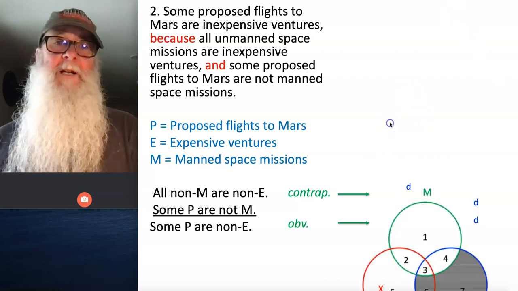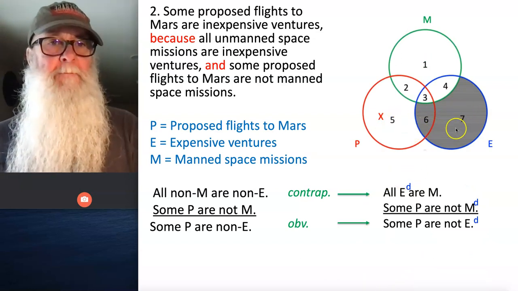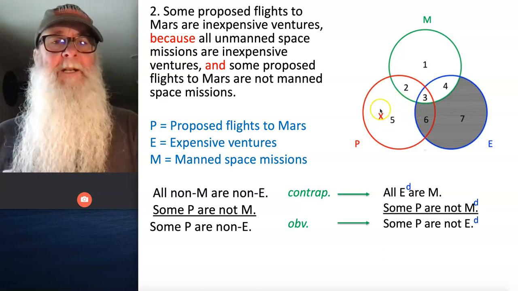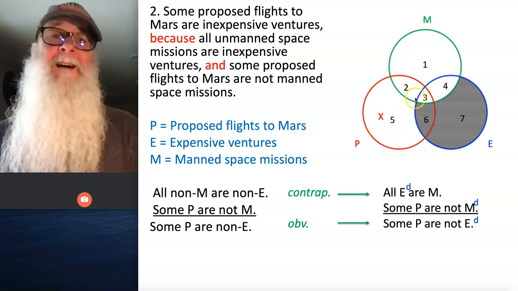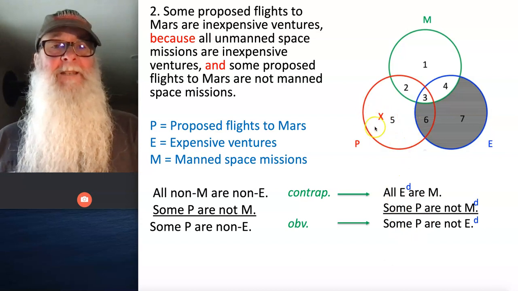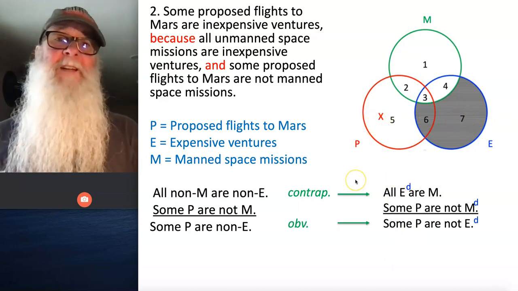So if we're doing our work correctly, this should check out in our Venn diagram. So we show that all E's are M by shading in areas 6 and 7, and some P are not M by putting an X over here somewhere in area 5, because that's the only area where any P's could be that would not be M's. And now we see the conclusion of our argument. Some P's, namely this X, are not E. And that tells us that this argument is valid.